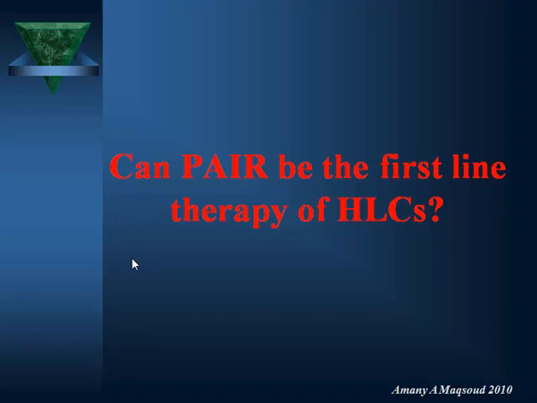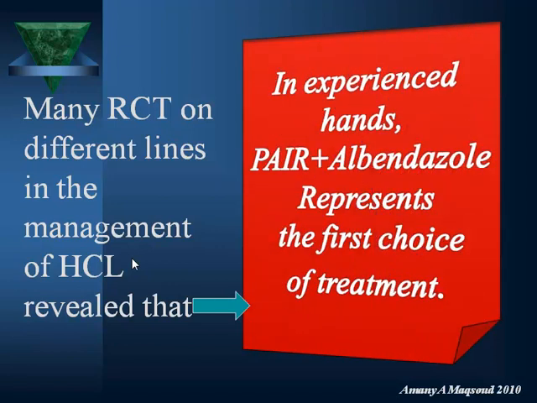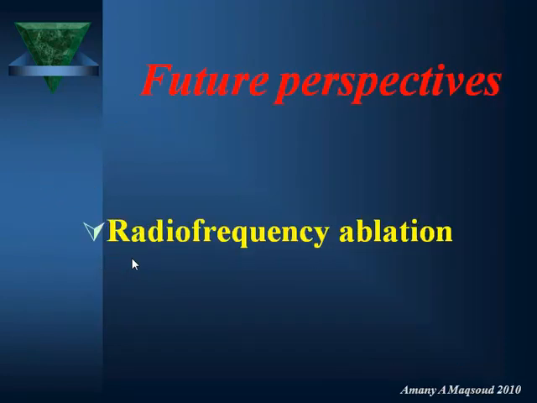Can PAIR be the first line of therapy of hydatid cysts? Many randomized controlled trials on different lines in the management of hydatid cysts have revealed that PAIR plus albendazole represents the first choice of treatment. Now, it is the first choice. Before talking about laparoscopic removal or surgery, you should consider first the PAIR plus albendazole. Albendazole is given for 6 months.